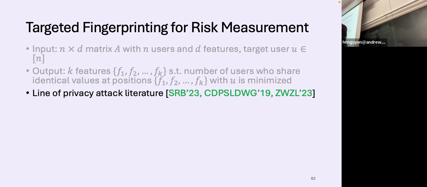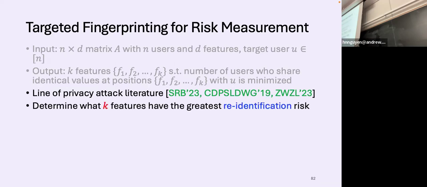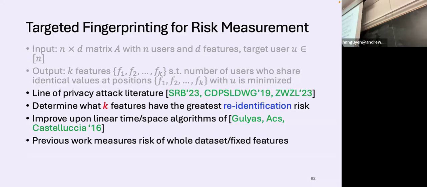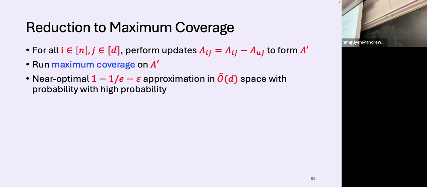Why is this important? A lot of privacy attack literature applies to this application. What we're really trying to say is, what k features have the greatest risk of allowing some malicious actor to re-identify someone based off of querying their features. And if you want to know more about the applications, I have it in my brain, but I will not say it right now. Previous work just measures the risk of fixed features. So this is cool because we can dynamically monitor the risk. Maybe your data set changes and these k features change, and now you can rerun this algorithm and figure this out. Okay, we have a direct reduction.